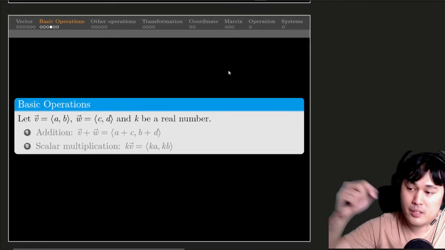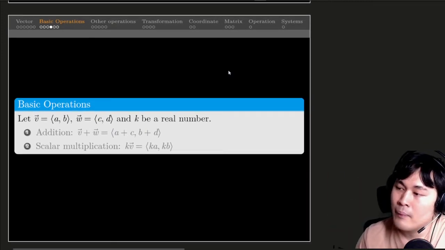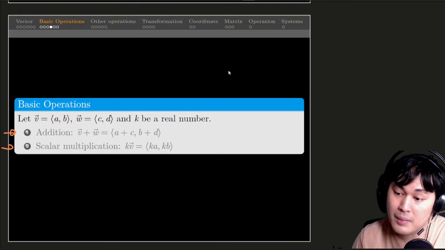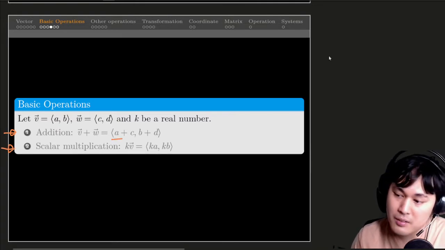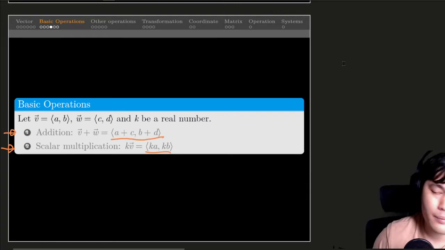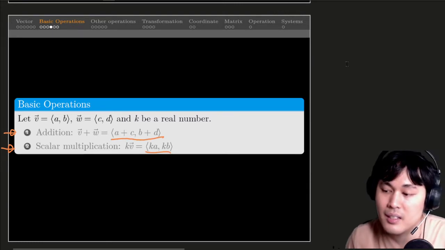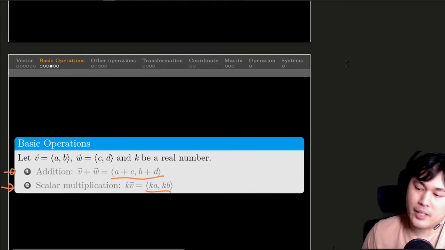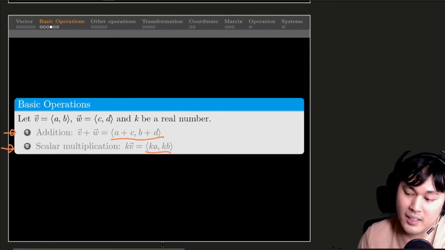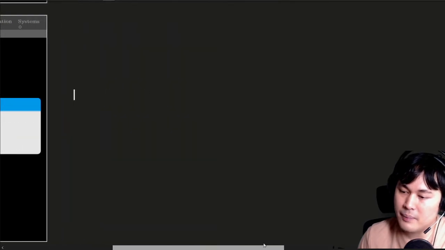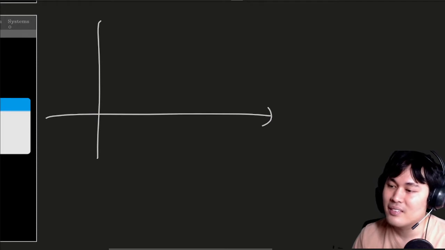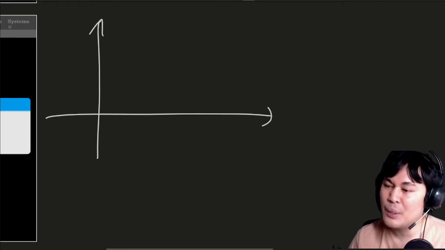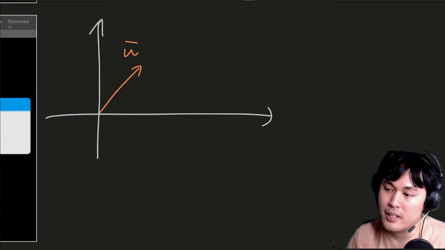Oh, I switched it to slides. Okay, so first we have addition and scalar multiplication. If you just need a computational formula, these are the formulas. But if you ask why do we have to define them in this way? I think the clip that we watched at the beginning has a nice question. Let's say you have a vector u there and a vector v there.